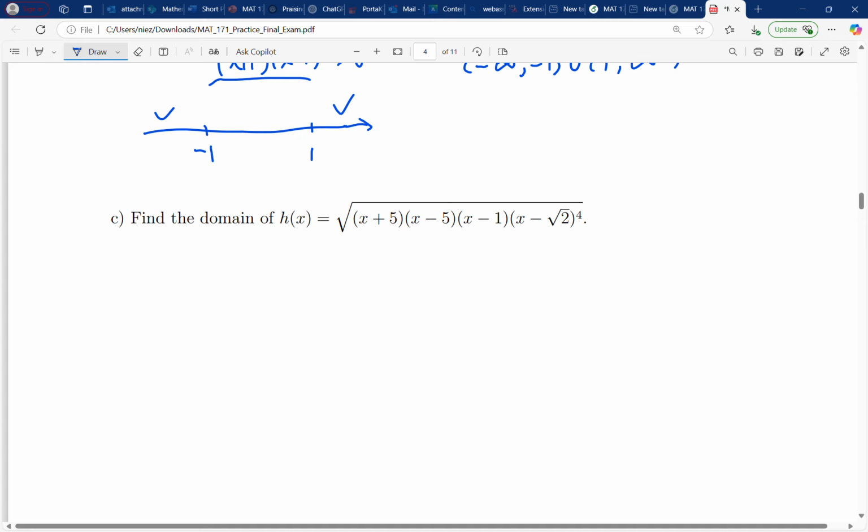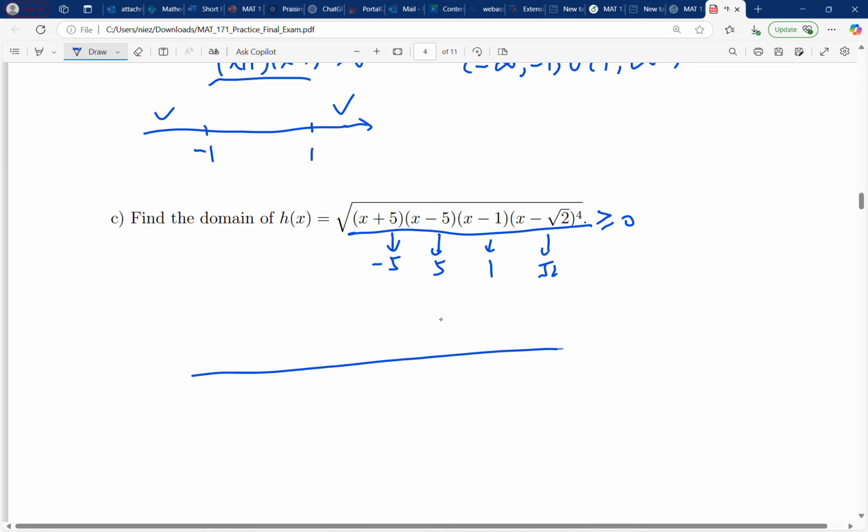Part C is a little bit annoying, but you can use testing in the intervals. Find all the zeros, but you should make sure the inside is greater than or equal to 0. So you find all the zeros: negative 5, 5, 1, and negative 1, and the square root of 2. You plug all those numbers on the number line: negative 5, then 1, and then 5. Square root 2 is greater than 1, so it should be here.